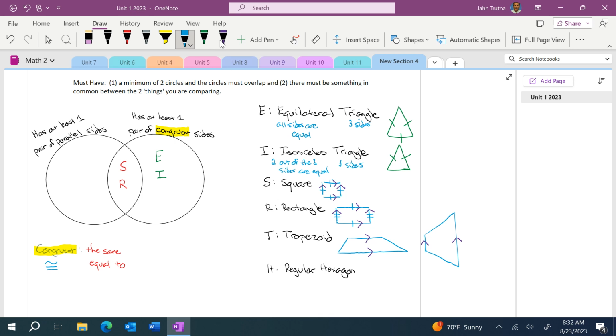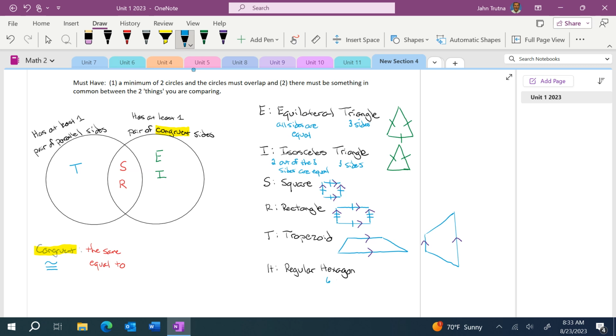Okay, so yes or no in a trapezoid. Does it have at least one pair of parallel sides? The answer is yes. In a trapezoid, there always will be a pair of parallel sides. Does it have at least one pair of congruent sides? The answer is no. In a trapezoid, there will be no congruent sides. So we're going to put trapezoid T over in the section that is only for has at least one pair of parallel sides. Okay, last shape, the regular hexagon.